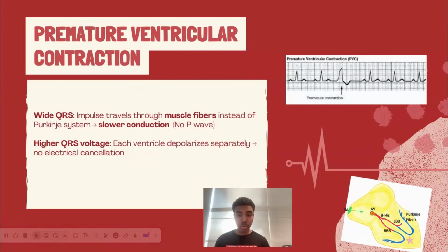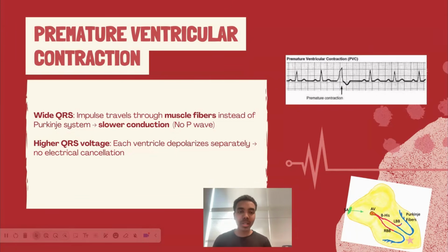Premature ventricular contraction. So what is premature ventricular contraction? Same thing, you have an ectopic pacemaker, however, where is it this time? It can be anywhere in the ventricles. And when this happens, you have a wider QRS. If you take a look at the ECG, the QRS is prolonged. Not only that, but the QRS has a higher voltage.